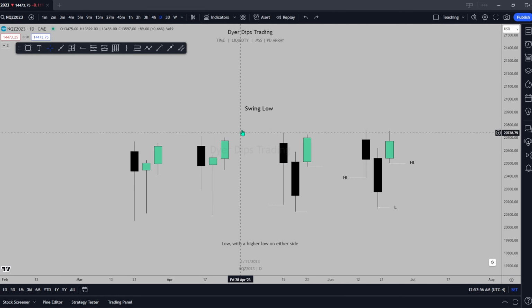Taking a look on the one to the left here one more time, let's identify where our low is. Right here, right in the middle again. You can see since swing lows are made up of three candlesticks, this is a swing low right here because we have this low with a higher low on either side, which we can identify with these white dotted lines.